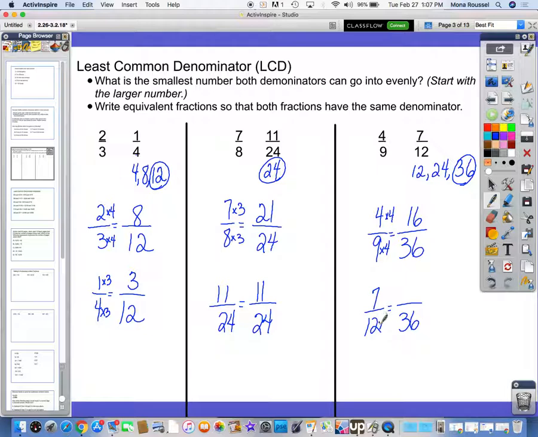In 7/12, we know that 12 times 3 gives us 36, so that means we have to multiply the 7 times 3 to give us 21. So 7/12 is equal to 21/36, and 16/36 is a like fraction with 21/36 since their denominators are the same.